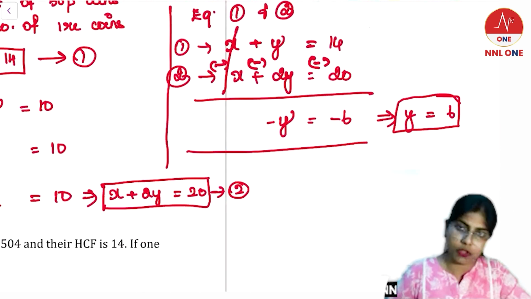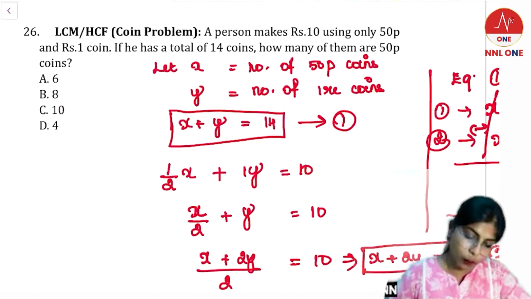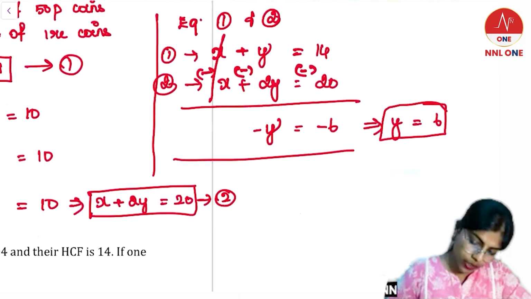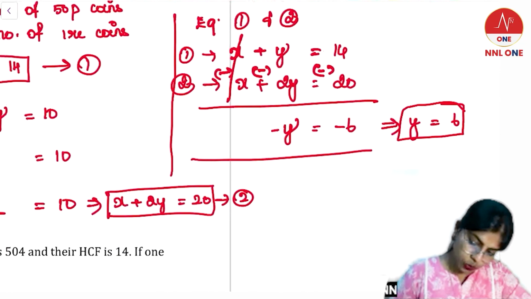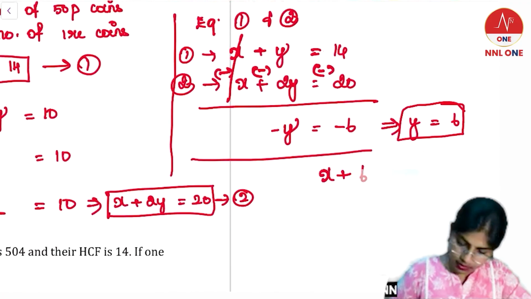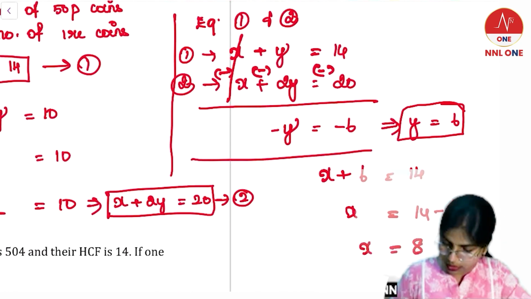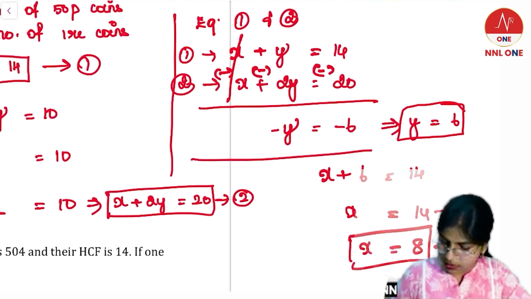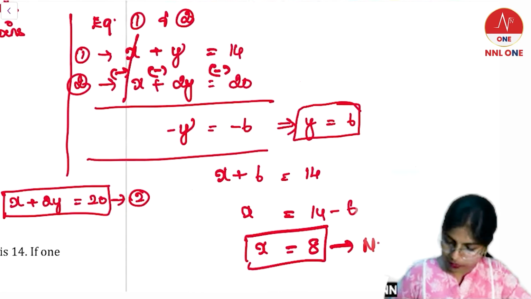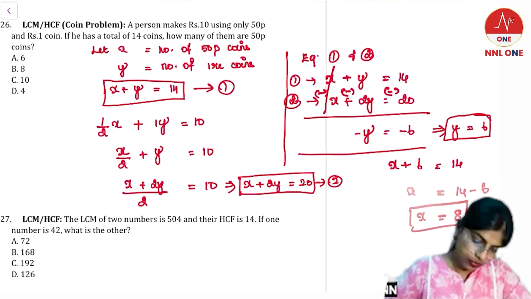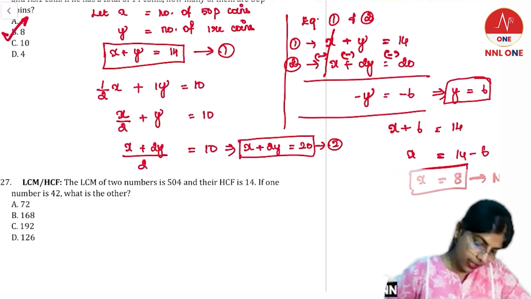There are 6 one rupee coins, but our target is to find how many of them are 50 paise coins. So we are going to substitute y in equation 1. X plus y, x plus 6 is equal to 14. X is equal to 14 minus 6. So the resultant answer will be 8. 8 is the number of 50 paise coins. Okay. So the answer is option B, 8.